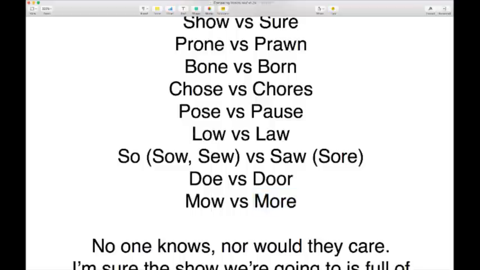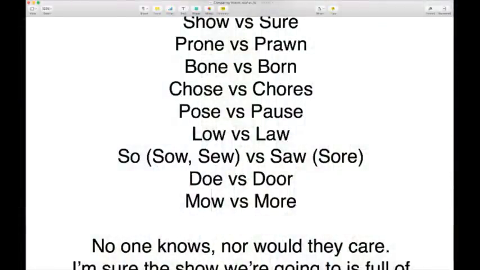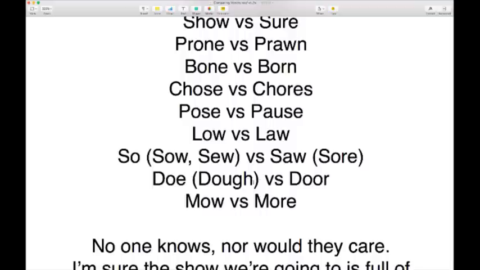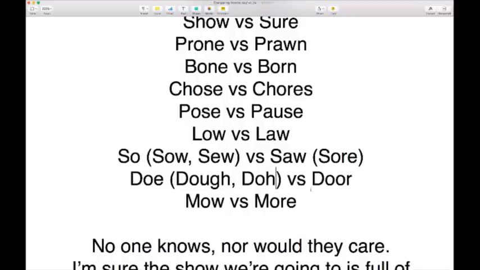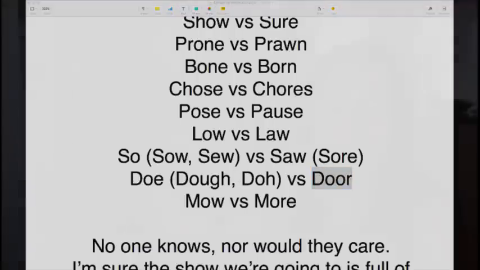Okay, let's have a look at that once. Close up. Mow, and more. Dough also can be spelt like this to mean the material that a baker works with to make bread, like this. Dough, they're exactly the same. Dough, or the expression that you hear from Homer Simpson, which is dough. So we have dough, and dough versus door.